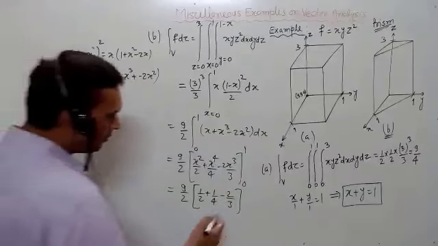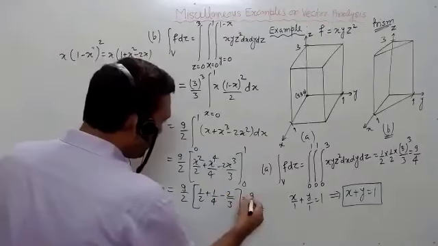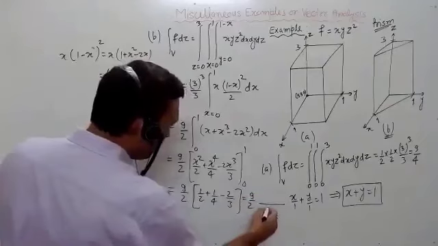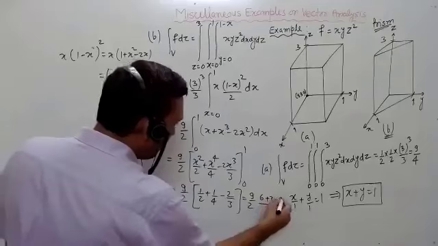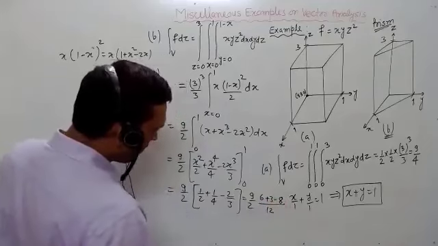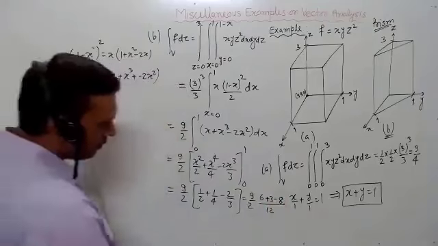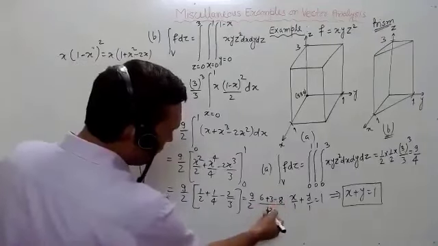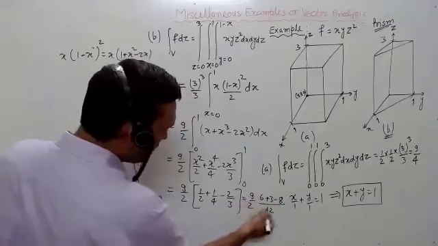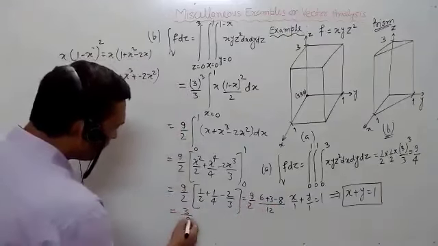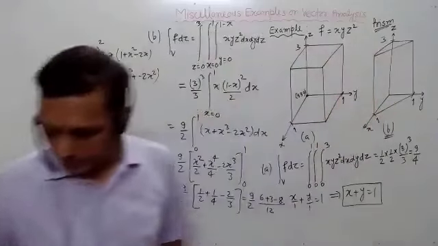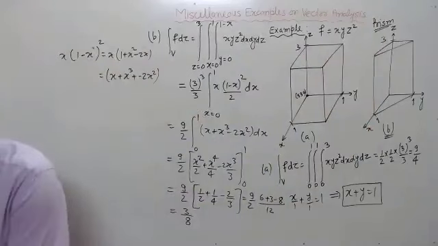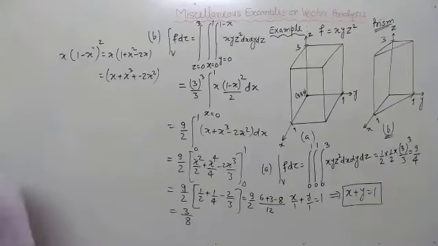So what will be this value? 9 by 2 times 1 by 12, that is 6 plus 3 minus 8 over 12. So what will be this value? This will be 1 by 12. So 3 by 8. So in this case, this volume integral will be 3 by 8. Is it clear? Yes, sir. Yes.